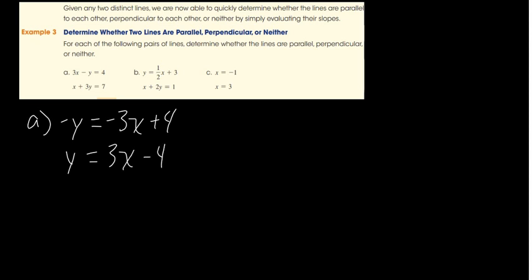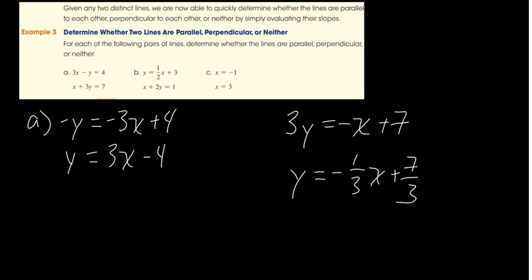For the second equation, for the sake of this, let's use up a lot of sheets. I don't want it to get congested. So let's subtract x from both sides. We're going to have 3y is equal to negative x plus 7. Divide both sides by 3. We're going to have y is equal to negative 1/3 x plus 7/3.